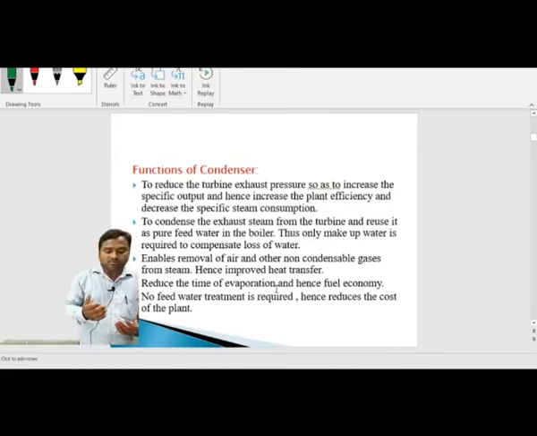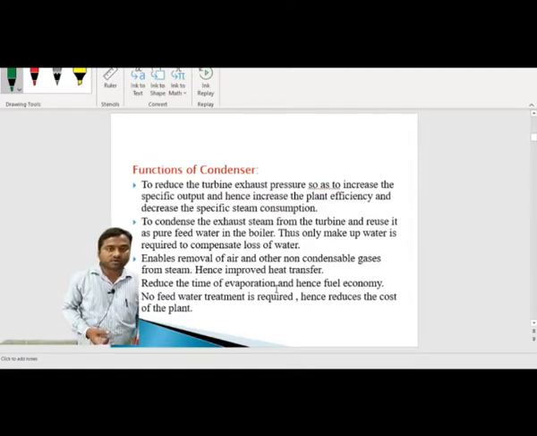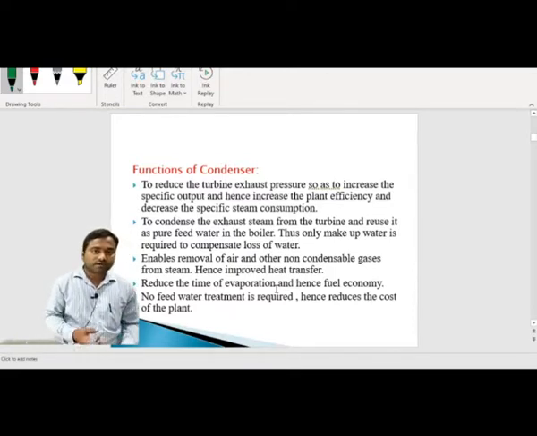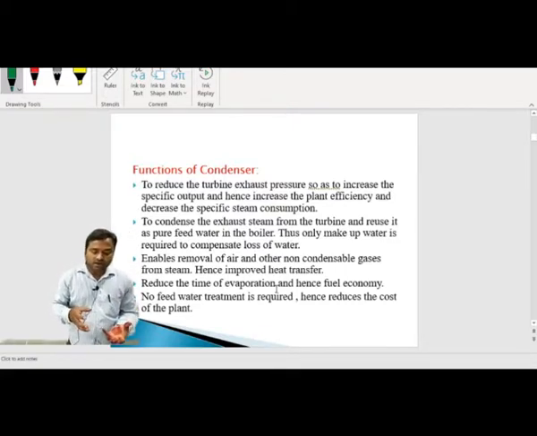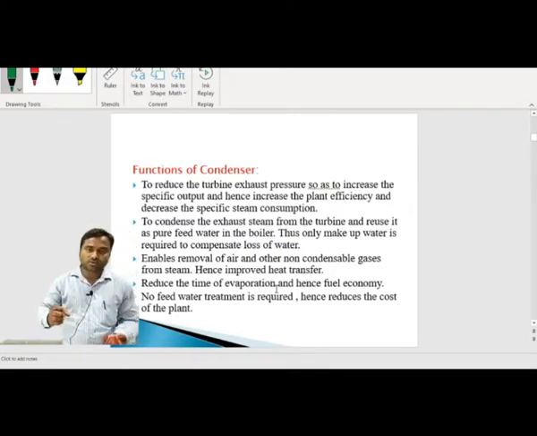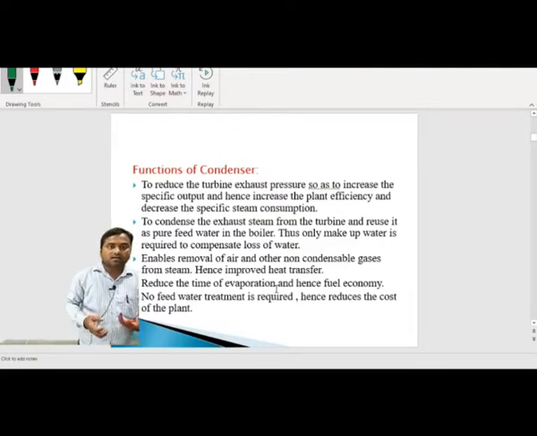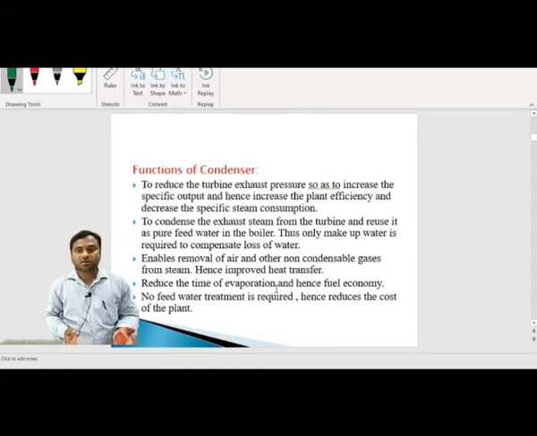The feed water we get as condensate can be reused; we use a feed water pump to pump it to the boiler again. So the loss of water is also reduced by the condenser. An air extraction pump is also arranged at the condenser, which removes the non-condensable gases and air present in the condenser. The condenser also reduces the time of evaporation and improves fuel economy.